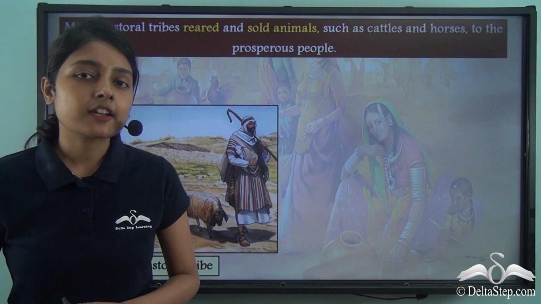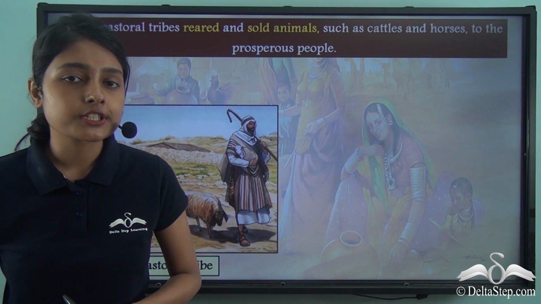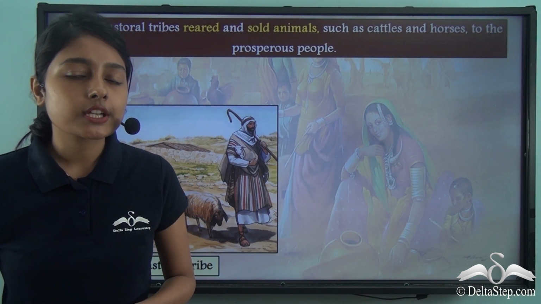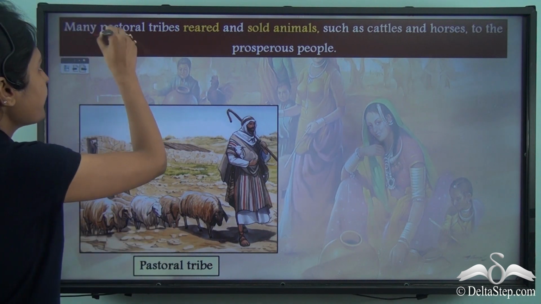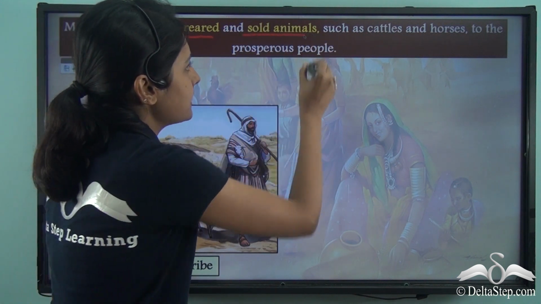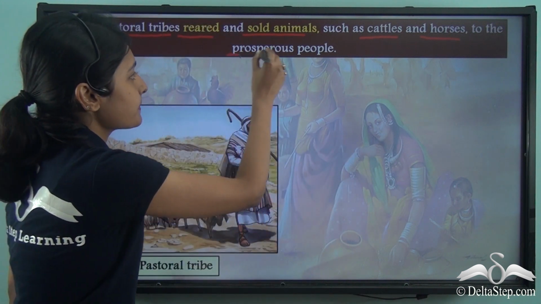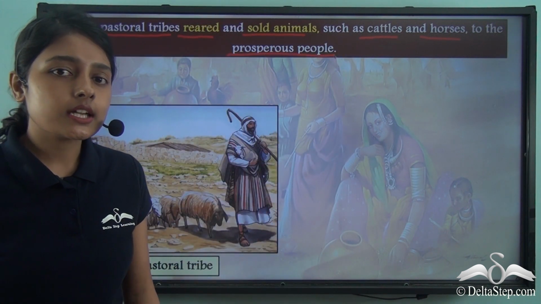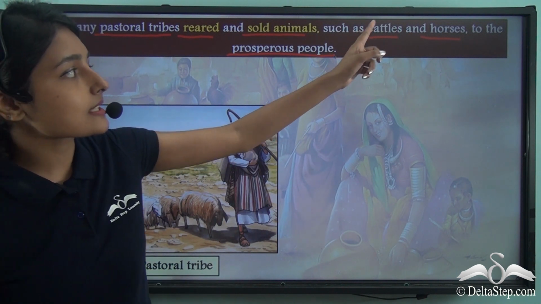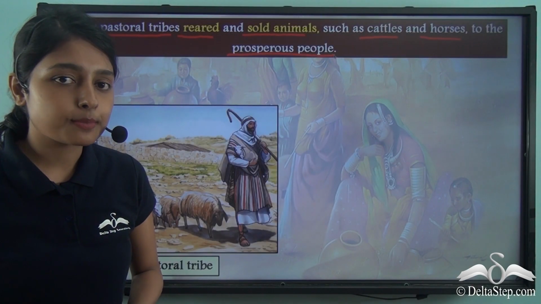A point that we have been discussing all this while is that animals constituted a very important part of the lives of the pastoral communities. And here we also get to know about many pastoral tribes. They used to rear and sell animals such as cattle and horses to the prosperous people. Now this was done in order to earn a livelihood. So these people used to sell the cattle and the horses that they used to rear, and these were sold to prosperous people.